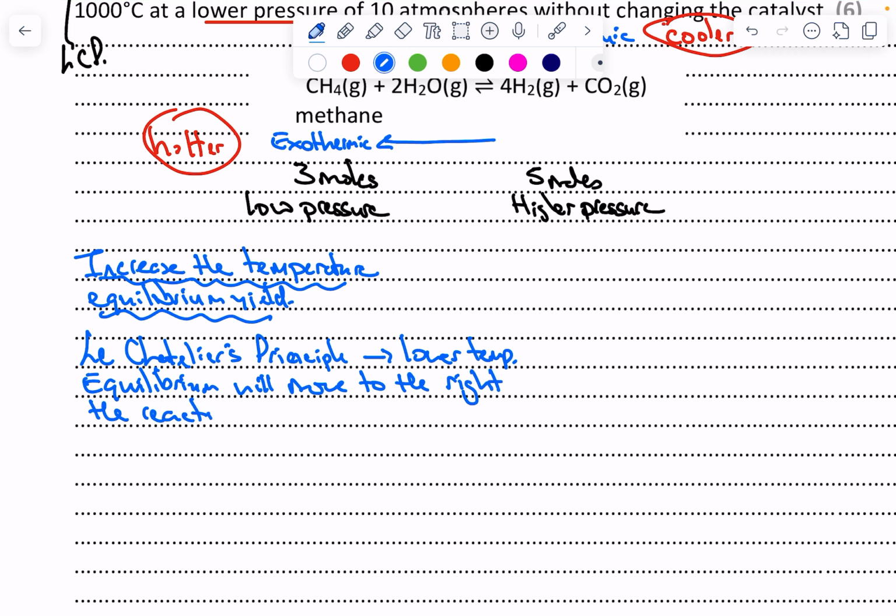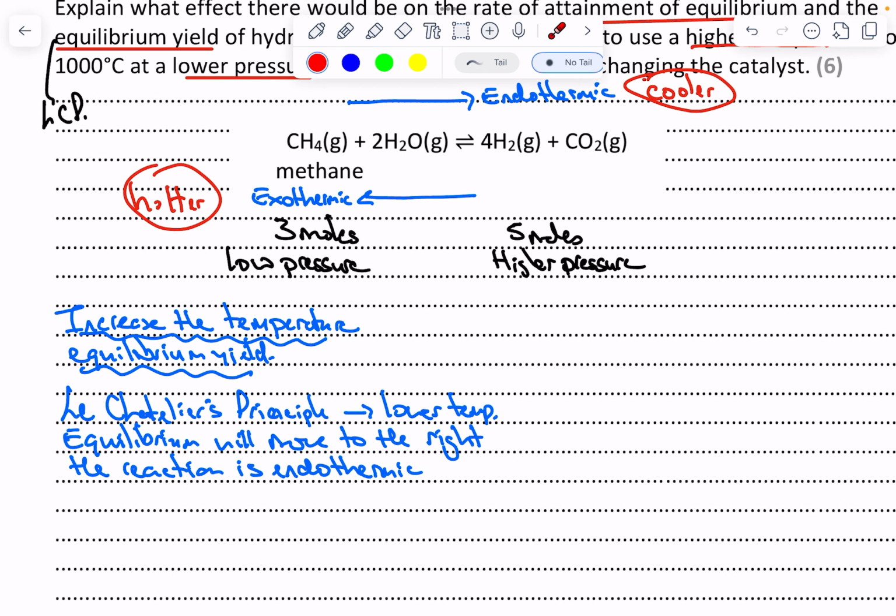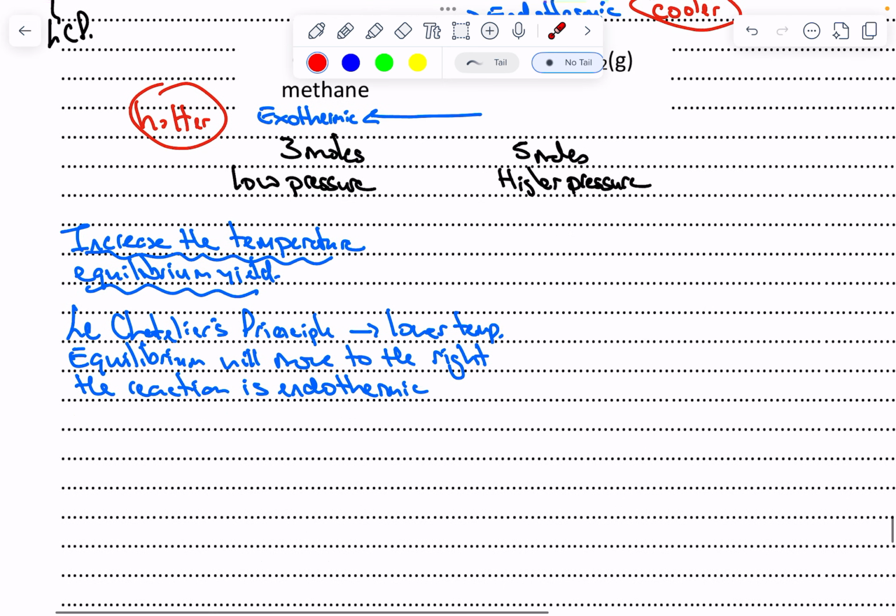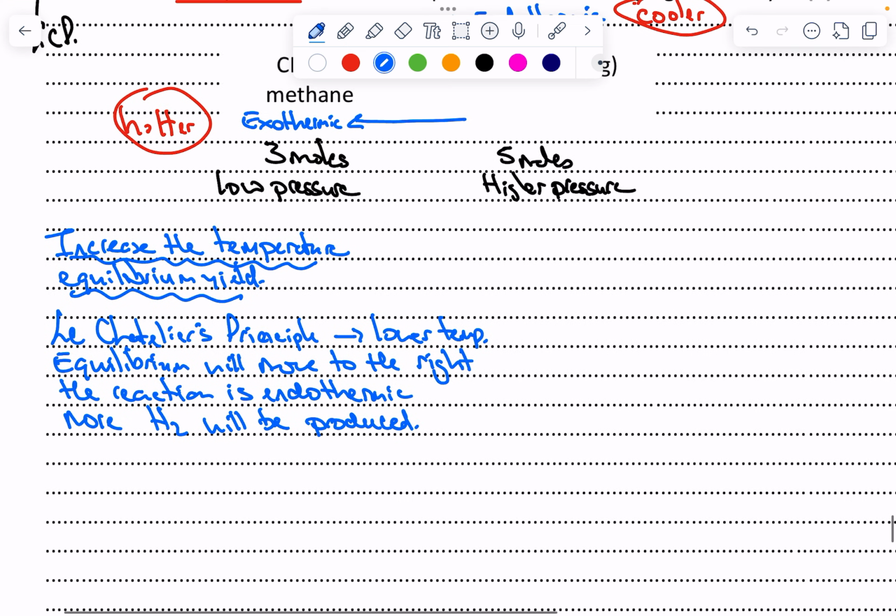The reaction is endothermic in that direction. And if we go to the right, we're going to end up with more hydrogen being produced. So here we can say that more H2 will be produced. So that's a good thing to do.